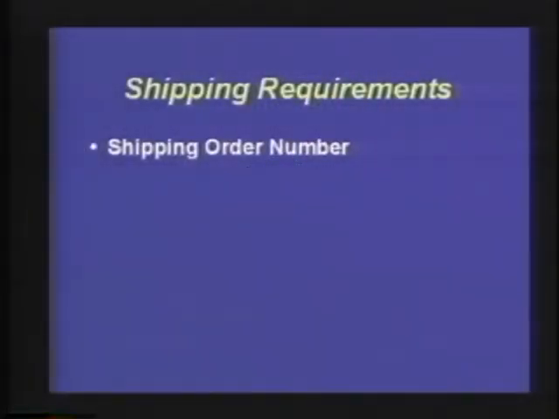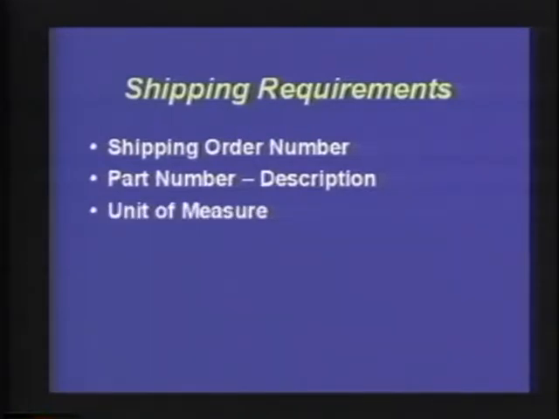So some of the data elements on page 15 would be the shipping order number. That could be a purchase order number. It could be a return goods number. It could be a shipping order for interplant shipments or any other type of nomenclature which is required to track shipments. We also need the part number, the description, and the unit of measure.